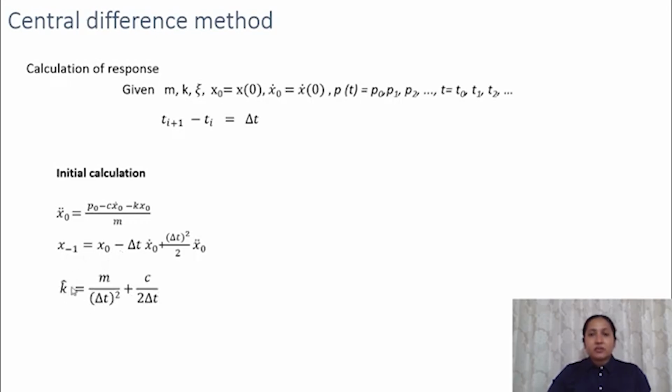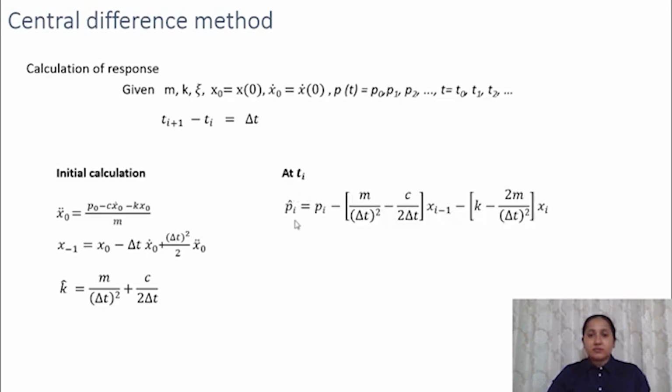And now we can calculate the effective stiffness, mass divided by time step square plus c divided by 2 delta t. All these quantities are known, so we can calculate the effective stiffness. After these are calculated, we can calculate the effective force at each instant, because the force varies with time. So the effective force will be different at each time instant.